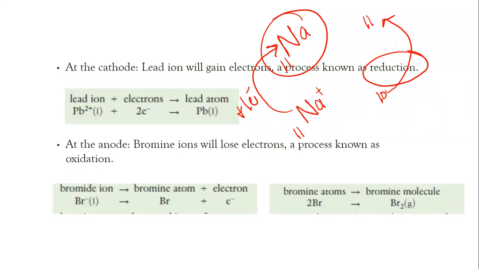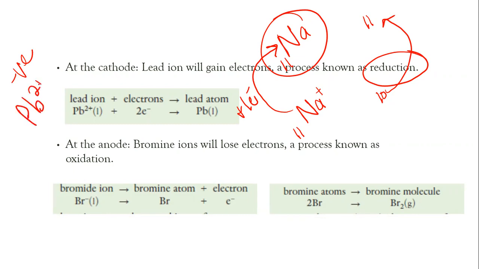By the way, reduction has multiple definitions, but when we come to that topic, I will go over this with you. So reduction is what happens at the cathode. So what actually is happening? You know the cathode has a negative charge, right? It's the negative terminal, which means it has a lot of electrons.